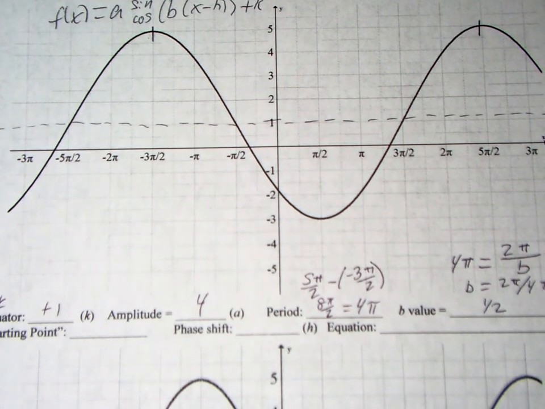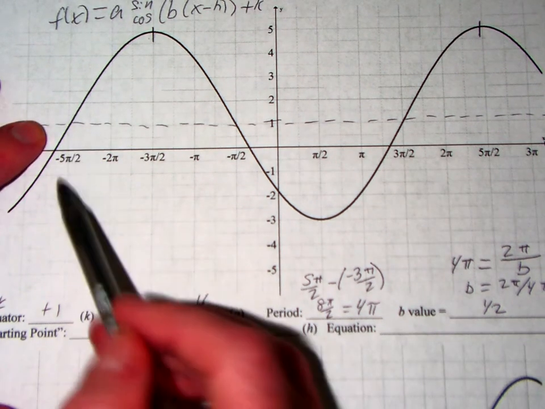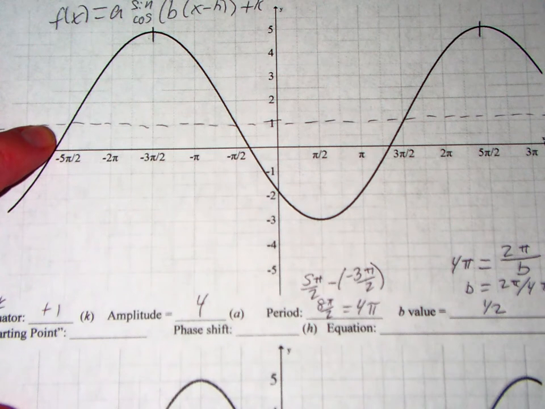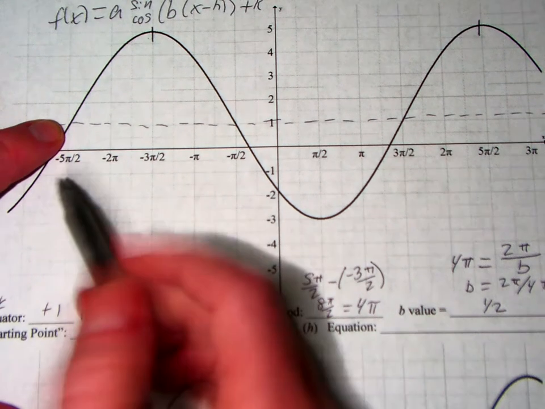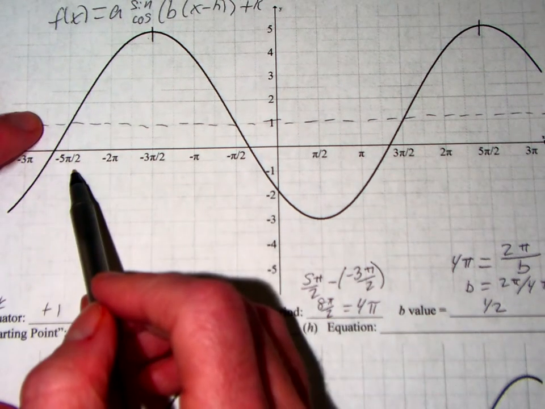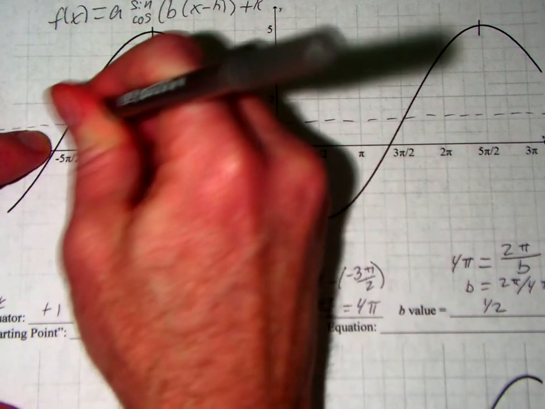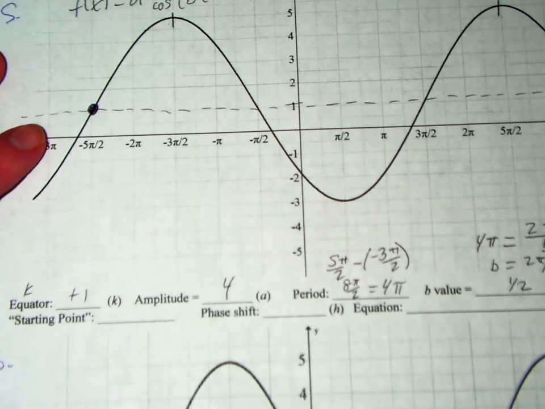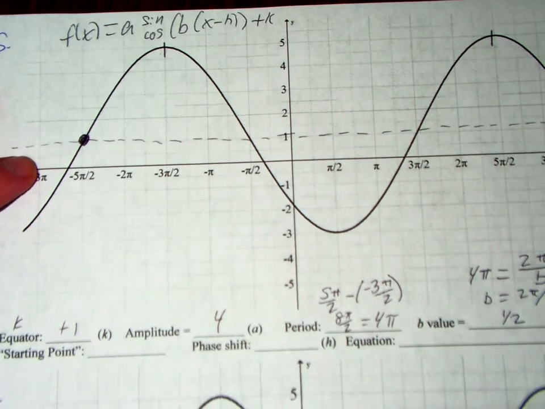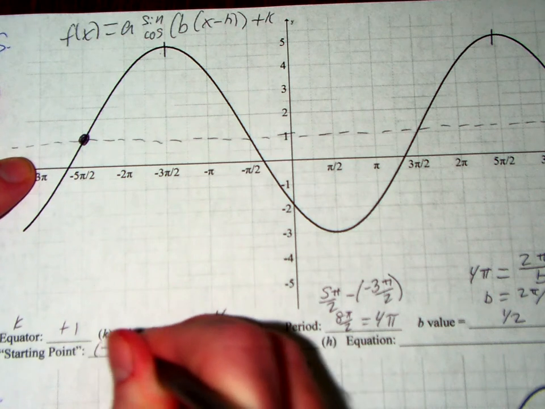Okay? I'm going to use this point way over here on the left-hand side, negative 5 pi over 2, just because I feel like it. And I'll explain the difference if I had used one of the other points in just 1 minute. Okay? So I'm going to use my point right here, negative 5 pi over 2 and 1. So I'm going to put a big old dot right here so I know what I'm talking about, and if I were to turn this in on the assignment so my teacher knows what's going on. So my starting point is negative 5 pi over 2, comma 1.